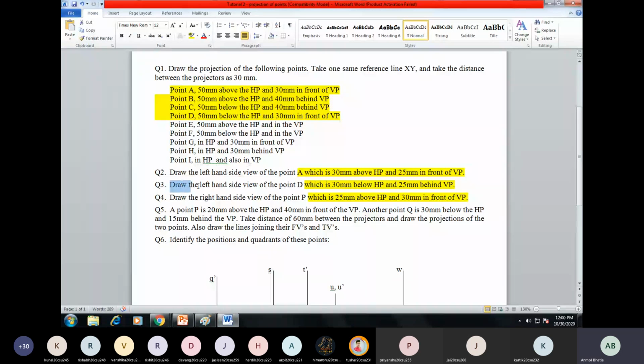The question says that we need to draw the left hand side view of the point D, which is 30 mm below HP and 25 mm behind VP. In which quadrant it is? Third. Third quadrant. We discussed it last time also.